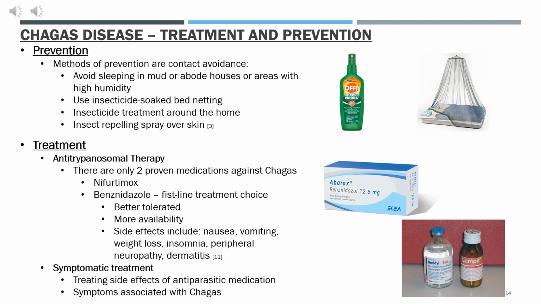So if you've been unlucky enough to get Chagas, you do have an option. You can take anti-trypanosomal therapy, and there are two medications currently available, nifurtimox and benznidazole, but sadly, neither of them are FDA approved, so you'll need doctor's permission to go into the test study for this medication. And benznidazole is the first line choice because it's better tolerated and more available. The second treatment is basically treatment for anti-trypanosomal therapy because of the side effects that it can cause, and also treatment for Chagas associated symptoms.